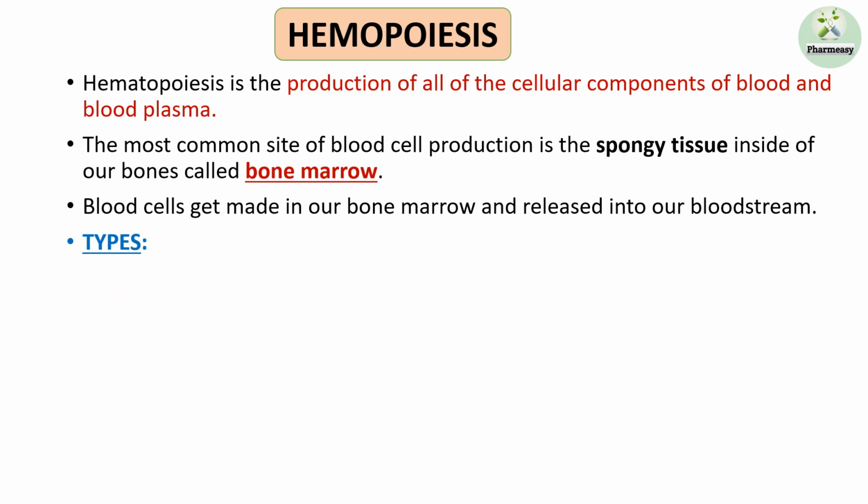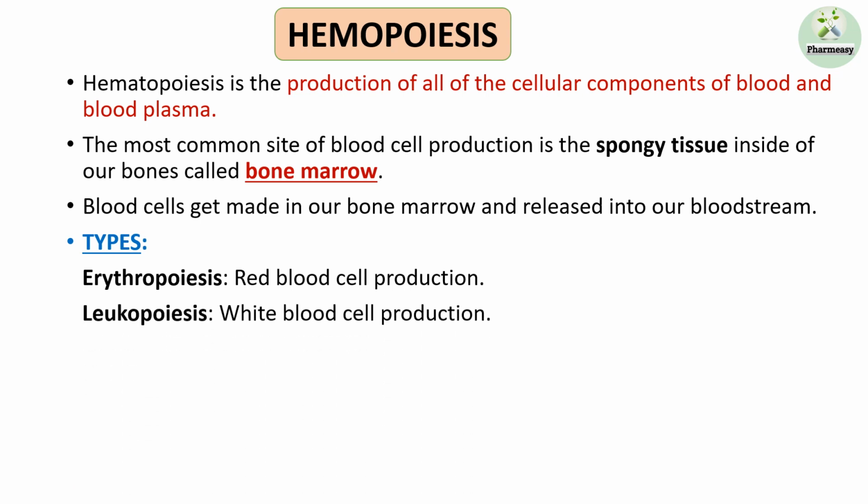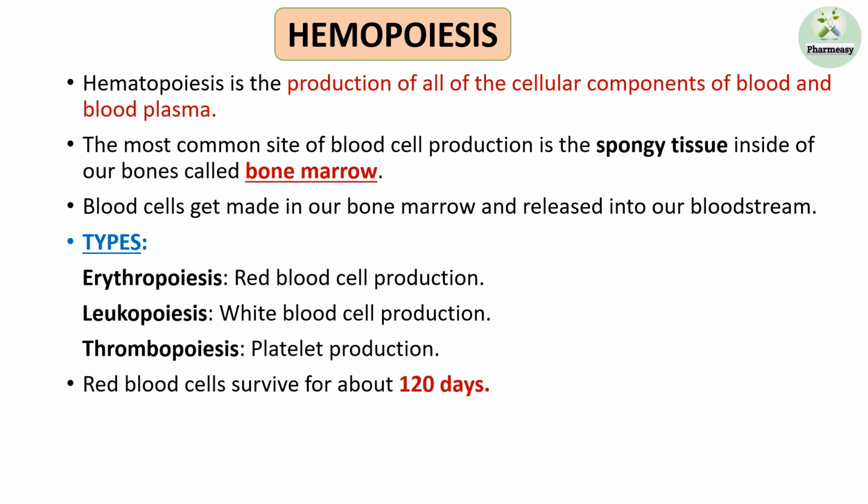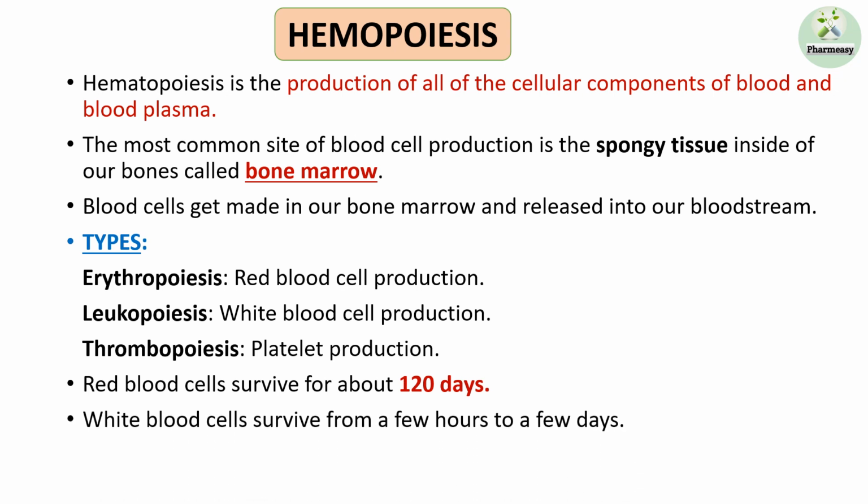There are various types of hemopoiesis, such as erythropoiesis, which means production of RBC or red blood cell. Leukopoiesis, which means production of white blood cells, and thrombopoiesis means platelet production. The lifespan or the survival period of red blood cells is about 120 days, and it is destroyed in spleen. White blood cells survive from a few hours to few days and the platelets survive for about 5 to 9 days.